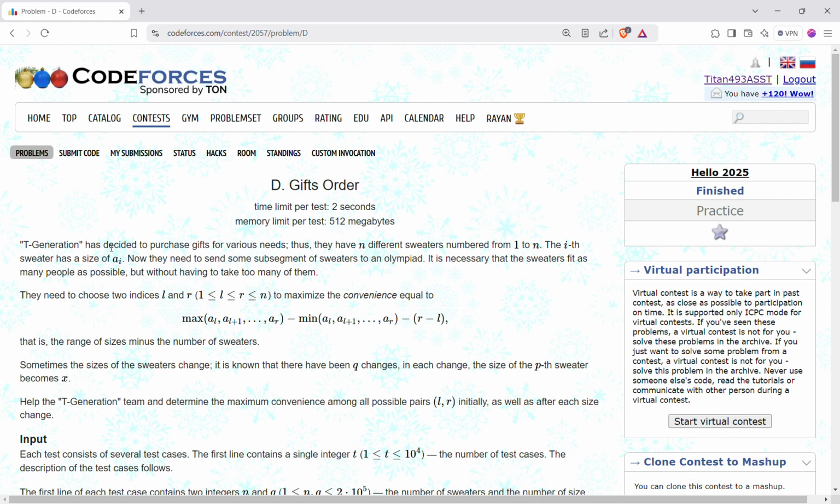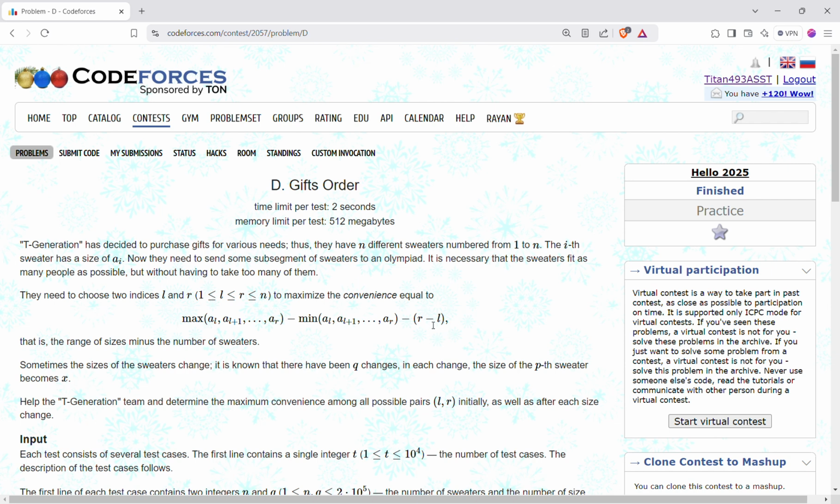So yes, the T generation has decided to purchase gifts for various needs. Thus they have n different sweaters numbered from 1 to n. The ith sweater has size AI, and now they need to send some sub-segment of sweaters to an Olympiad. It is necessary that the sweaters fit as many people as possible, but without having to take too many of them. So they need to choose two indices L and R to maximize convenience equal to the maximum in that range minus the minimum in that range minus the size of that range minus 1.